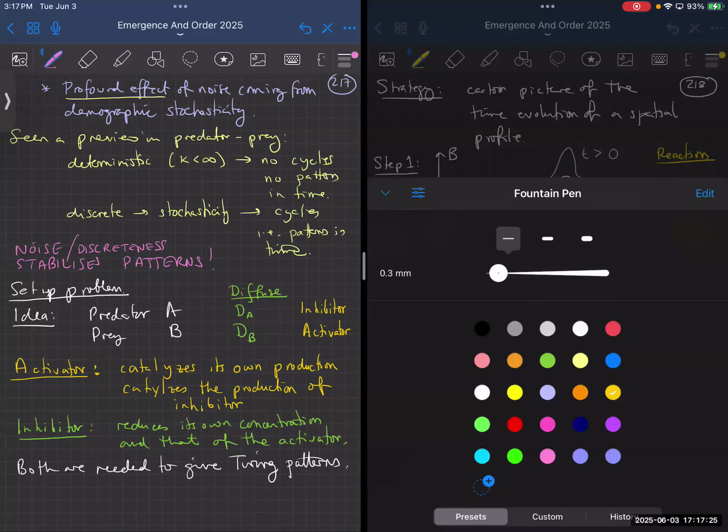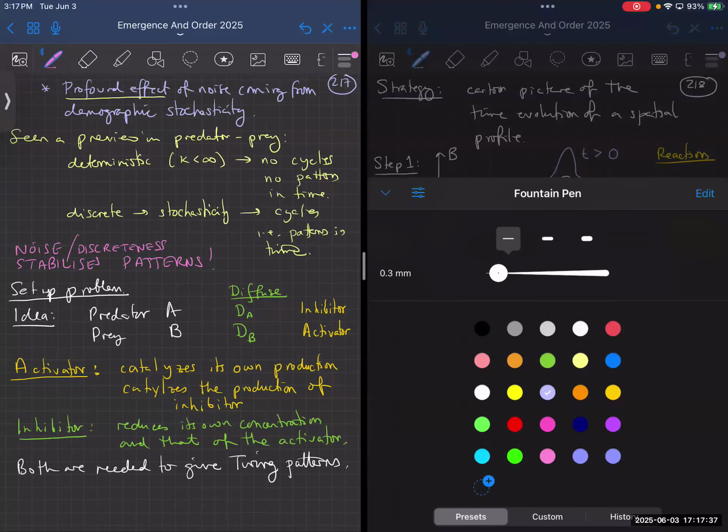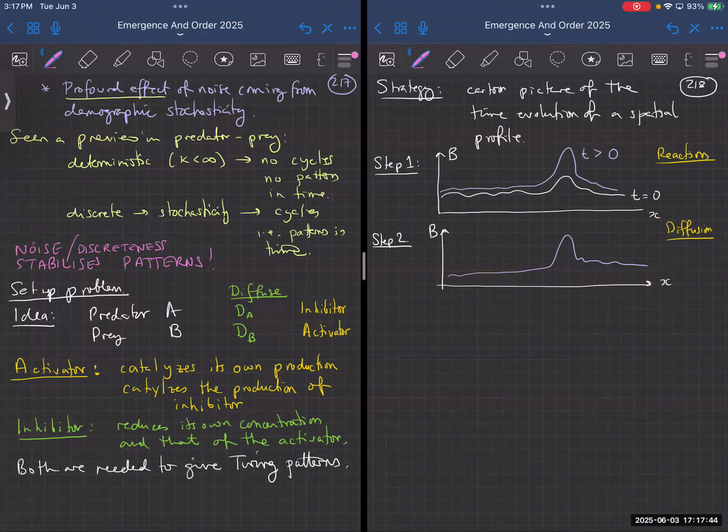So now let's take our profile that we just derived. I'm going to say something like that. So that's what I got. And now I'm going to ask what happens if I go further in time. What's going to happen is it's going to diffuse out. So it's going to look, I don't know, something like this. So the prey has now diffused. So I get that. All right. So that's step 2. Now let's do step 3.